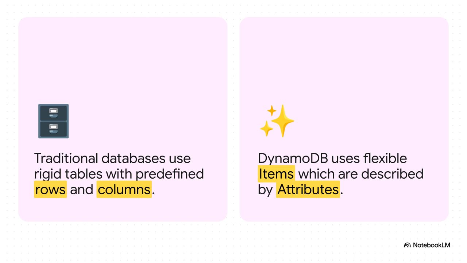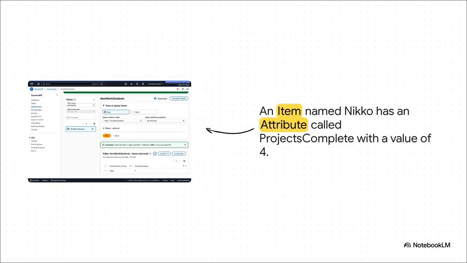But with DynamoDB, it's way more fluid. We talk about items, which have attributes. You can think of an item as, say, a user profile. And the attributes are all the little details about that user, their name, their email, what games they like. It's just a much more flexible way to describe things. And here's a perfect example. We've got an item called Nico, and that item has an attribute called projects completed with a value of 4. See, it's not a row, it's just a thing with details attached to it. This simple idea of items and attributes is the absolute foundation of how DynamoDB works.